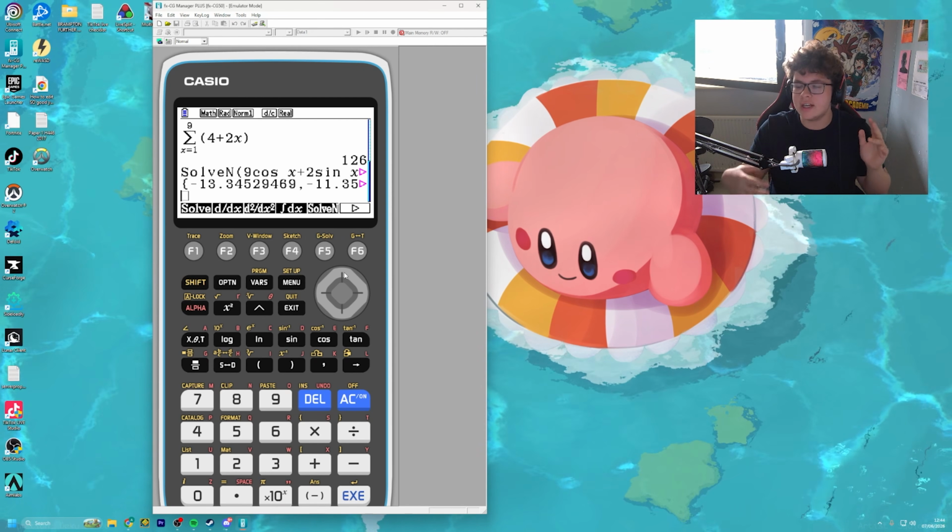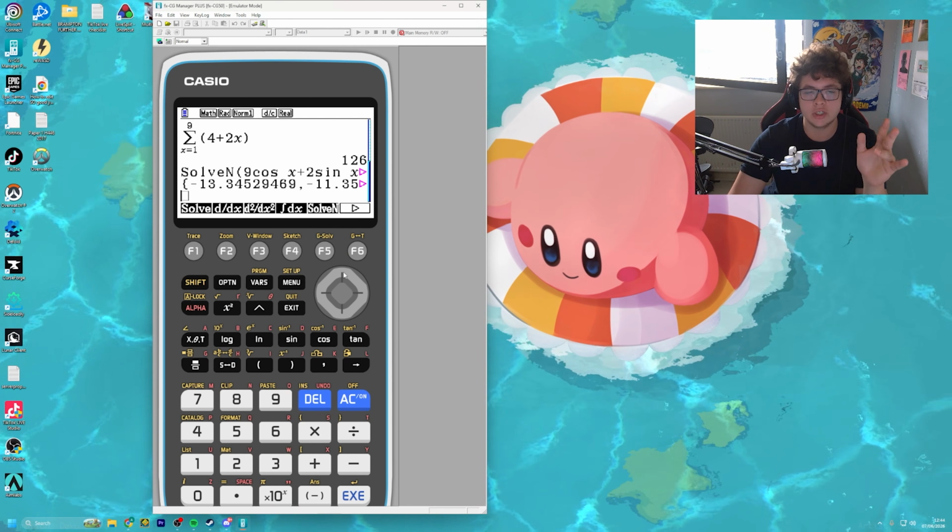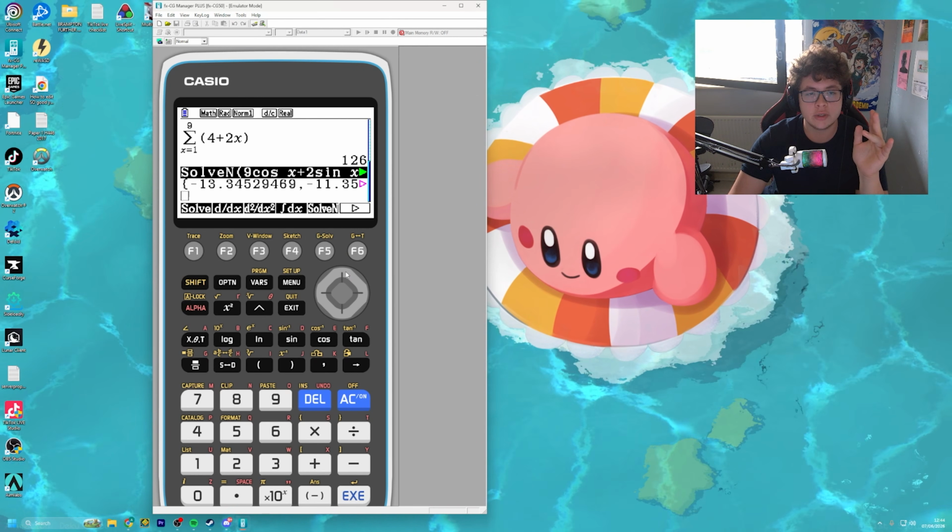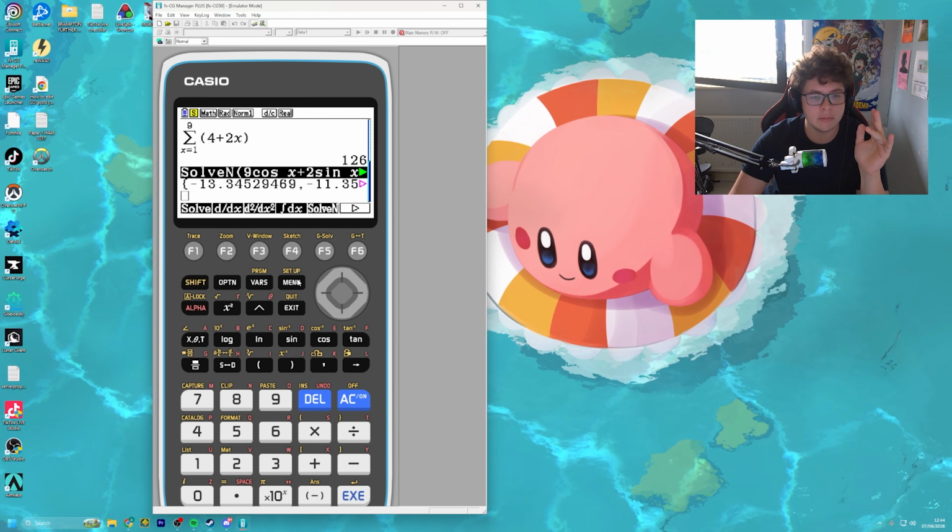Now, this is quite known, but there is something more to using SolveN that a lot of people don't know, is you can actually put a range in. So let's for example, shift set up.